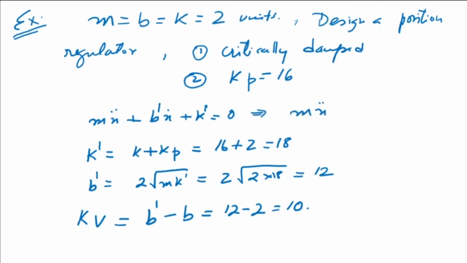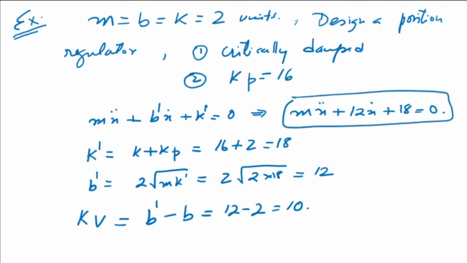So m x double dot plus b x dot plus k x is equal to 12, and x dot plus k dash is equal to 18, equal to 0. Okay, so we are putting it into this equation, and now we can find the roots of this equation. Depending on whether the roots are real and unequal, it is critically damped. So this system is critically damped. That is the assumption we are making.